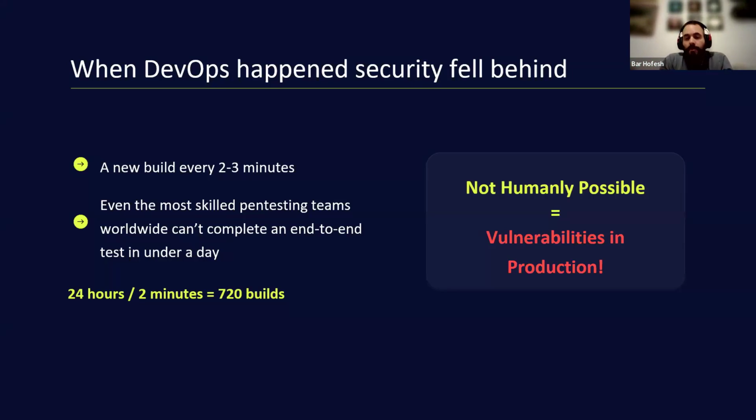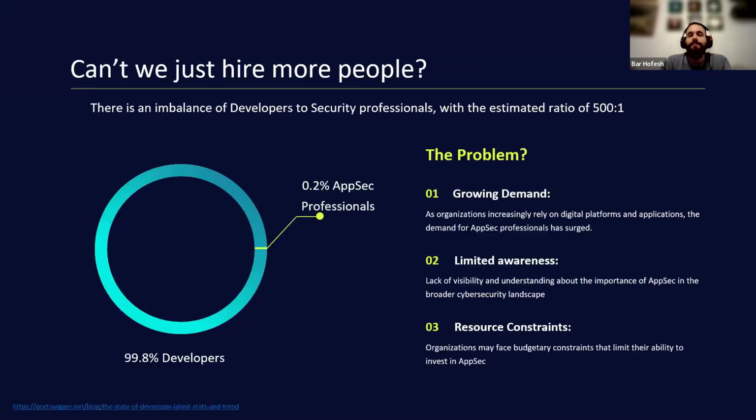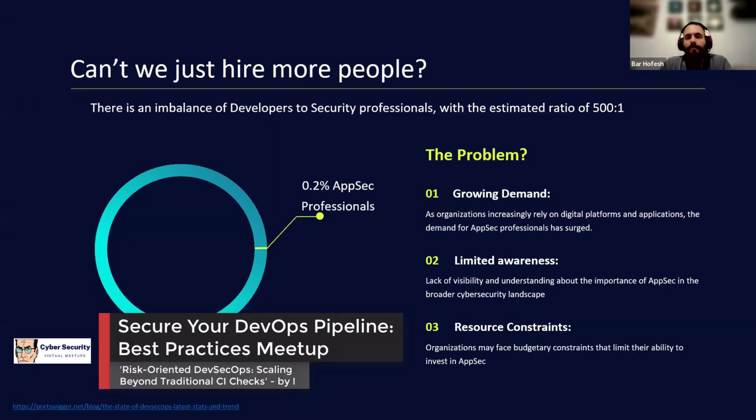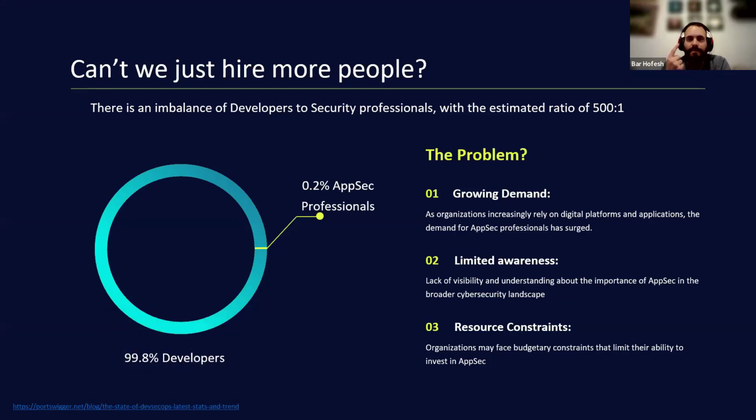We need more people, right? So maybe that's how we solve it. Can't we just hire more people? No. The reason we can't just hire more people is that there is just a very large imbalance between developers and security professionals out there. For every 500 developers, there's one application security expert.